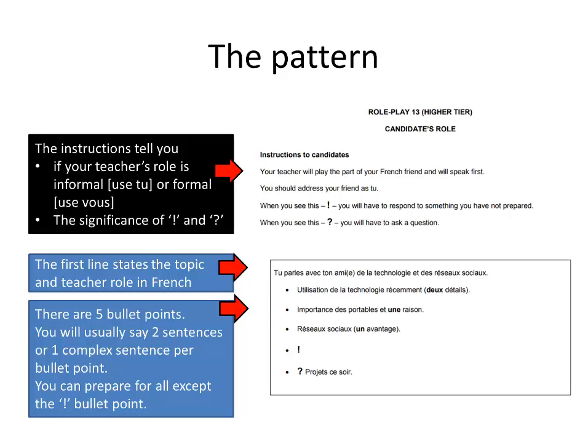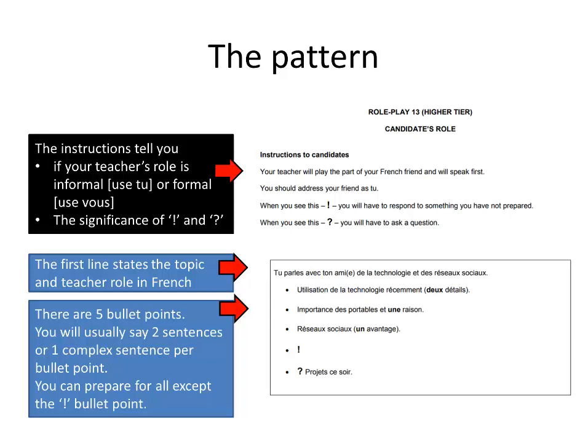There are always 5 bullet points, and whereas in the foundation role play you only need to say 1 sentence per bullet point, in the higher you often need to say either 2 sentences or 1 complex sentence for each bullet point. Another difference is that while the foundation never requires more than 2 tenses and actually normally has only 1, which is the present tense, the higher level always requires the use of at least 2 tenses.